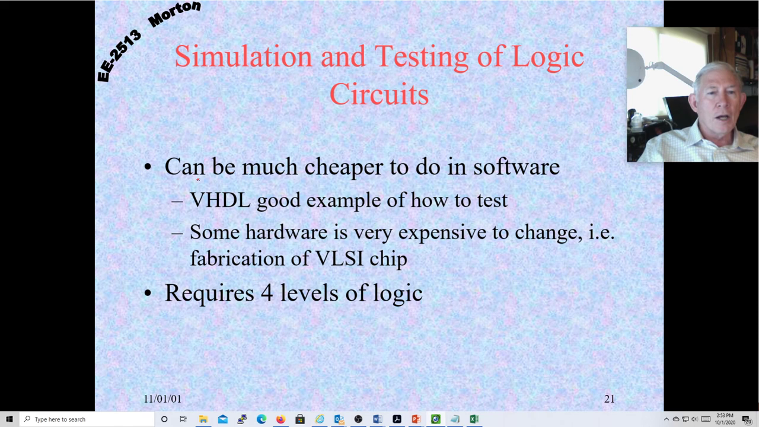Okay, simulation and testing. So these days, everything is simulated and tested to the nth degree. And the reason for a lot of that is that we, let's see.